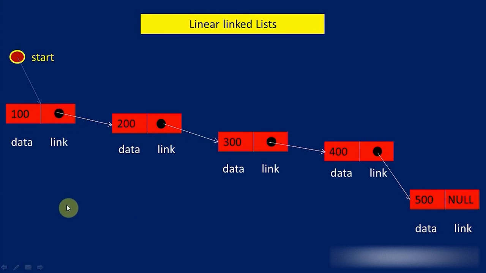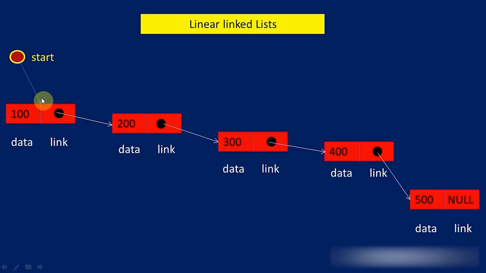You can see each node consists of two parts. One is data, another is link. Data would be containing the simple data, whatever is to be stored in the node, and link part would be containing the address of the very next node. So again, let me repeat it, that link is nothing else but a pointer variable. And as you can see, there is a special pointer variable which is called start, or it could be named anything, that would contain address of the very first node.